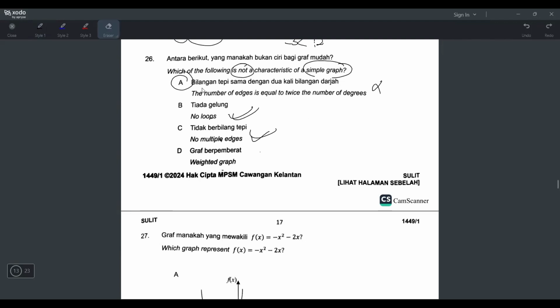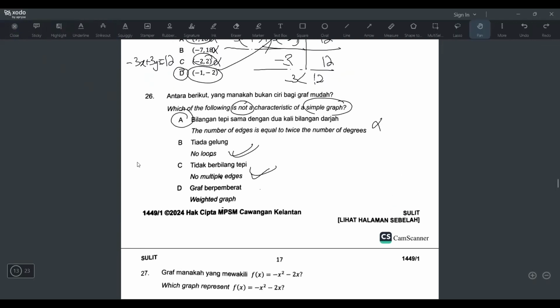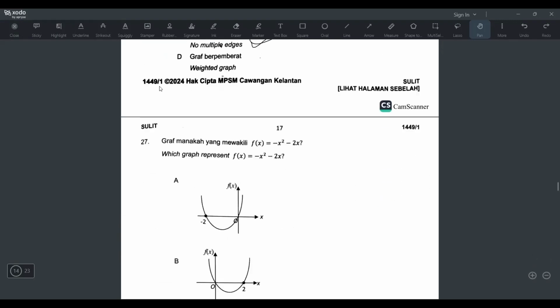But why I bullet A is because A is blatantly wrong already. They say the number of edges is twice the number of degrees, right? But to be honest, I think there are two answers here. Yeah, I think D is also not a characteristic of a simple graph. I think this question has two answers. So I'll just leave it like this. Okay, all right, let's continue.